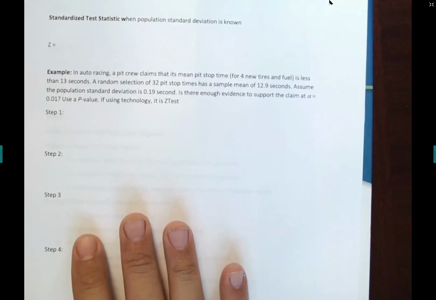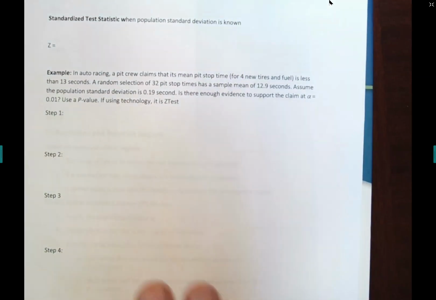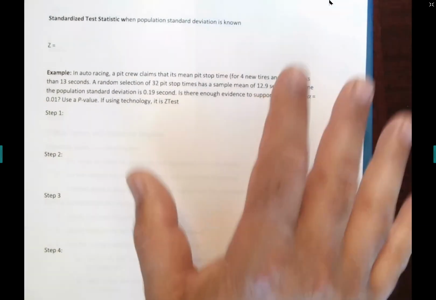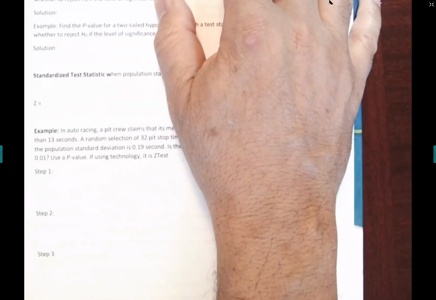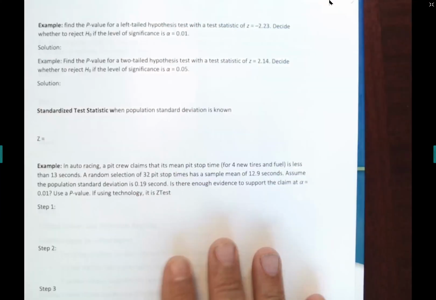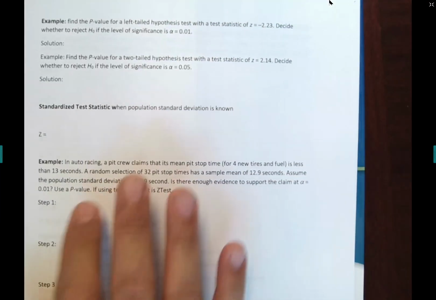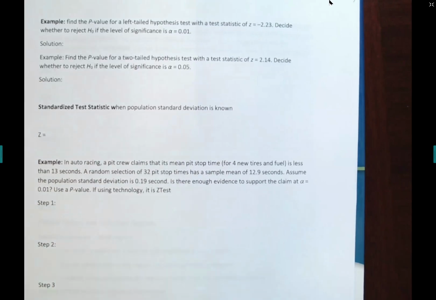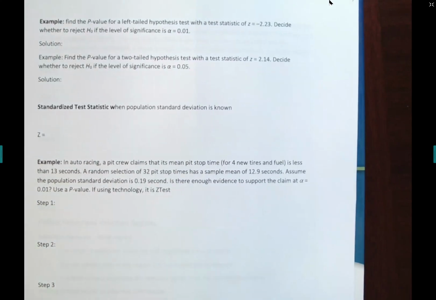how do we find the p-value before we run those tests? I'm just going to show you an example here. So there is this example, and then we'll come to a complete problem in an example right after. Find the p-value for the left tail hypothesis test with the test statistic z equals negative 2.23.